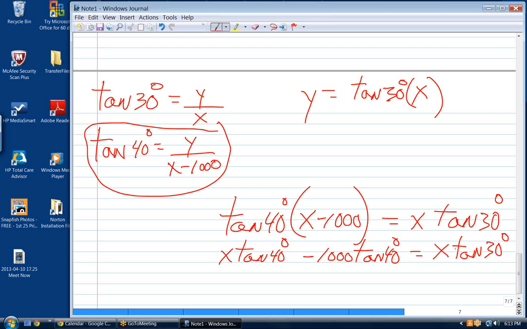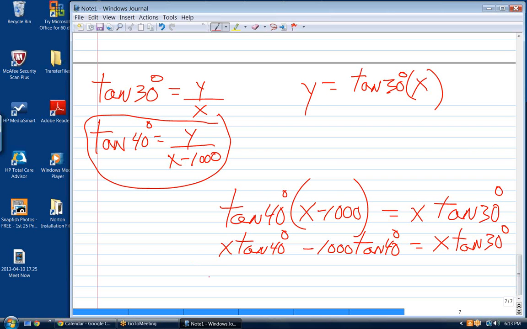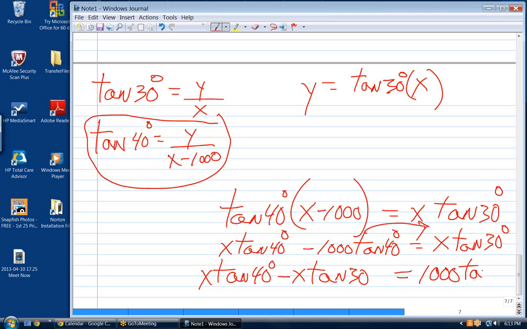Now I gather all my terms with x on one side. So I would have x tan 40 minus x tan 30. Take this number, move it to the right side, it becomes 1,000 tan 40. I can factor an x out, leaving behind tan 40 minus tan 30.